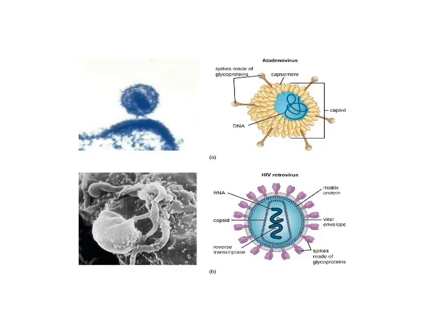Here is an image showing that really rounded capsid that it can have, that symmetrical capsid. At the top, you can see that is a naked virus. The spikes are projecting from the capsid. The lower image is of HIV, and HIV does have an envelope. It does have that additional lipid bilayer that is around the capsid, and those spikes project from the envelope itself.